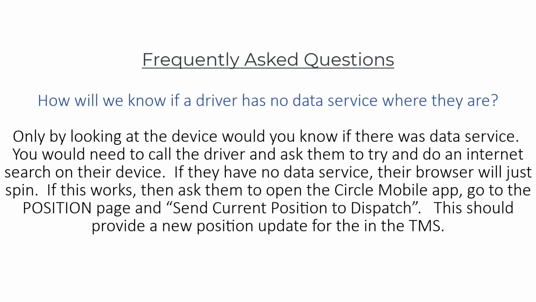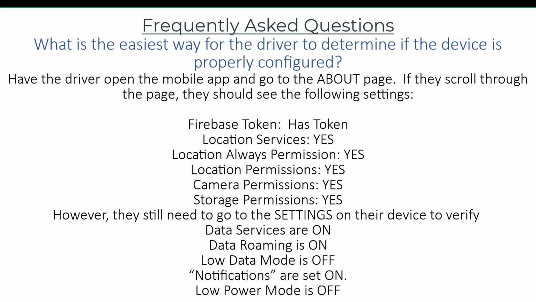How will we know if a driver has no data service where they are? Only by looking at the device would you know if there was data service. You would need to call the driver and ask them to try to do an internet search on their device. If they have no data service, their browser will just spin. If this works, then ask them to open the Circle Mobile app, go to the position page, and send current position to dispatch. This should provide a new position update in the TMS.